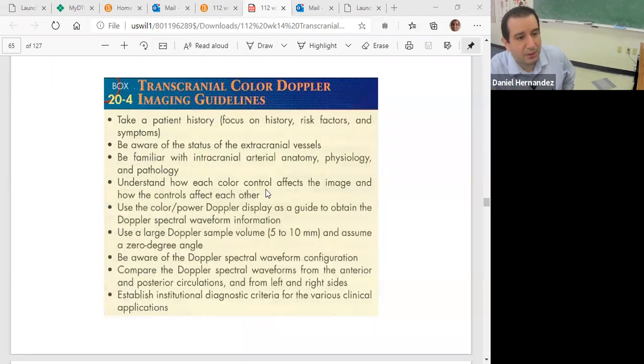Understand how each color control affects the image and how the controls affect each other. Use the color power Doppler display as a guide to obtain the Doppler spectral waveform information. Use a large Doppler sample volume. So we're going to have our sample gate at 10 to 15 millimeters. And assume a 0-degree angle.